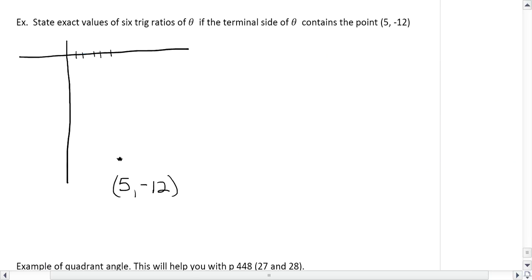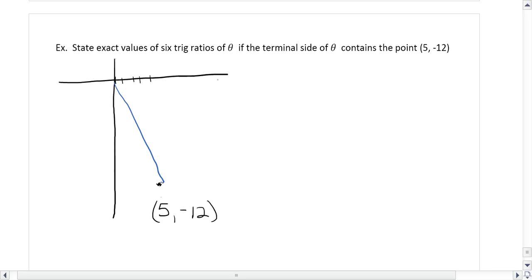In this next example, all we are given is a point, 5, negative 12. So I drew an xy axis and plotted this point. And that's it. Now they want 6 trig ratios. So once again, find the reference angle. Draw in the point, from the origin down to, so draw a line from the origin down to the point 5, negative 12 and make your reference triangle.